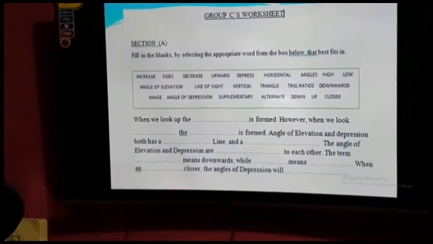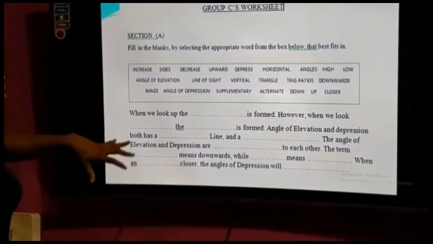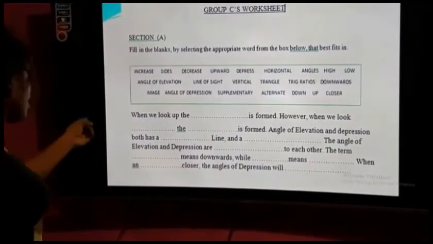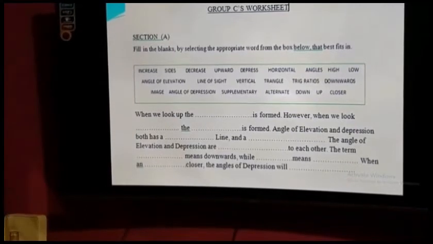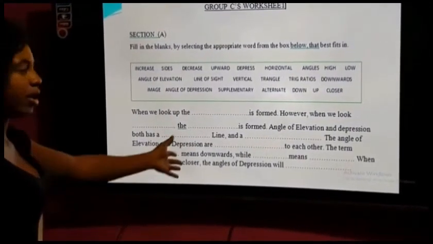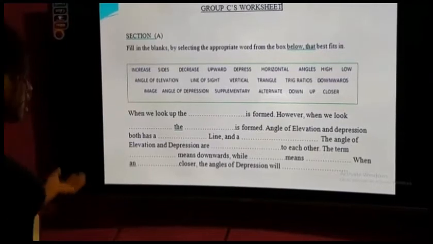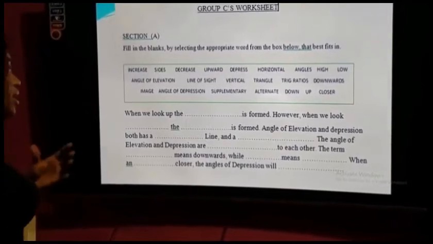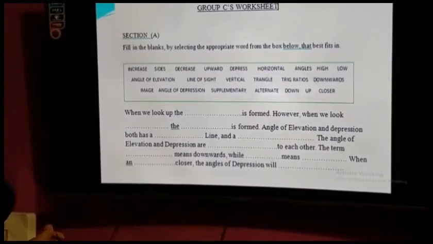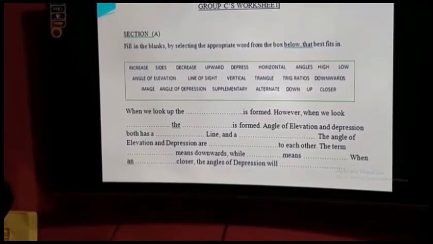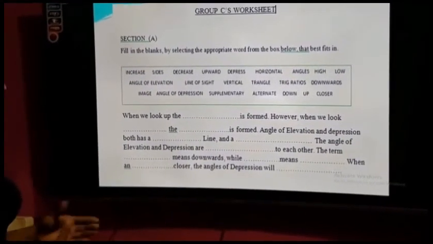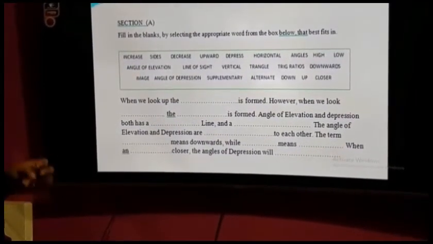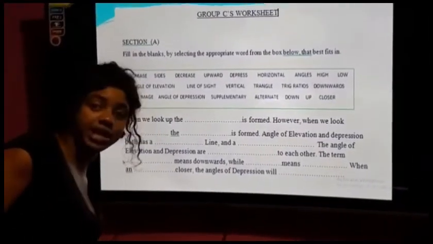So, in Section A, they got a fill-in-the-blank section, in which they should select the appropriate word from the box below that best fits in, right? So, as you can see, it says when we look up, the dash is formed. However, when you look down, the dash is formed. Angles of elevation and depression both have a dash line and a dash. The angles of elevation and depression are dashed to each other. The term dash means downwards, while dash means dash. When a dash closer, the angle of depression will dash. So let's look at Group C students' results.